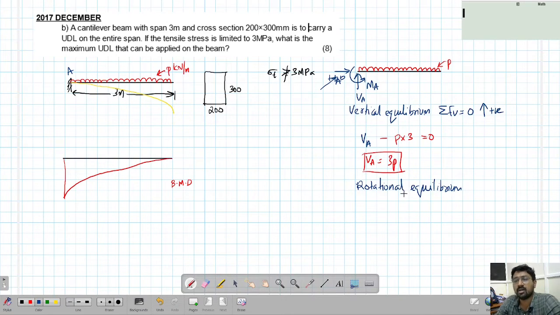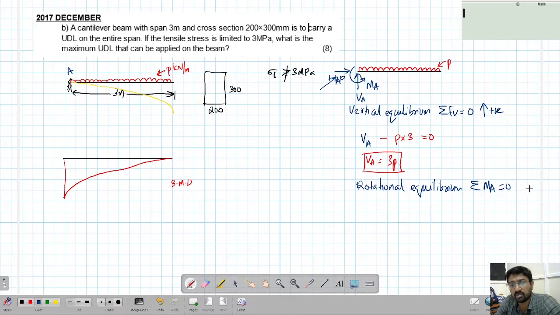Rotational equilibrium. Rotational equilibrium tells us that since this cantilever is stable, it is not rotating. All the forces that can cause rotation are cancelling each other. So the summation of all moments about any point on the plane should be equal to 0. We will consider a point A.